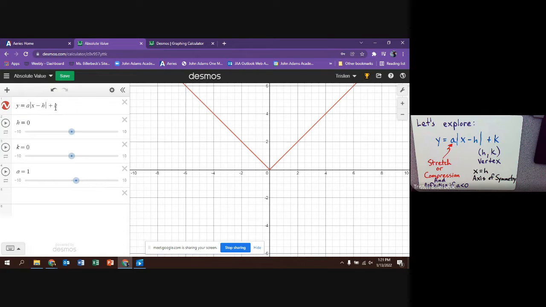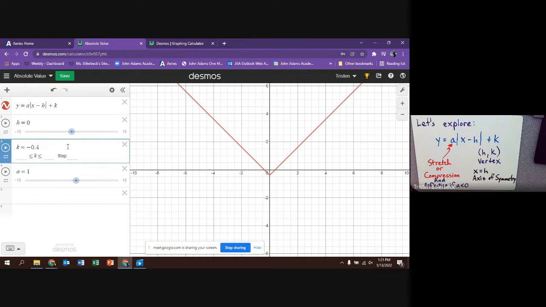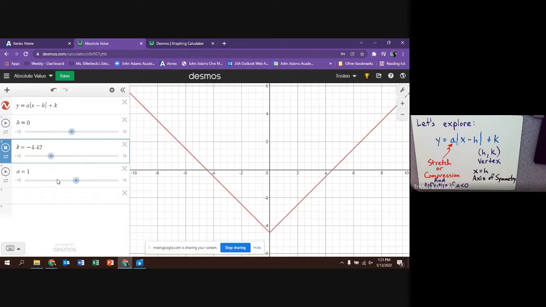Now let's see what k does. As k is positive, it raises the parent function up. As it becomes negative, it takes the parent down. Whoa, what just happened? Well, let's just take a look. There we go. Might as well use the animation since it popped up. All right, so that's one great thing about Desmos is the animation. Okay, so that's what all these do.